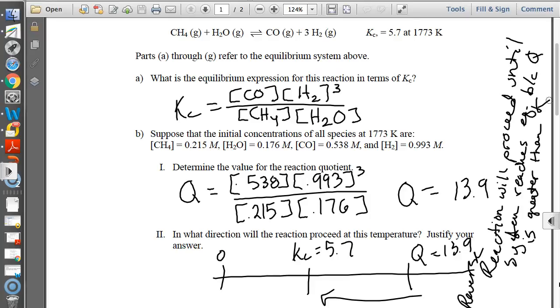Yes, sir? So, did I get it? I mean, did anybody else get 13.9? You got 13.9? So, what you have to do is you have to use a lot of parentheses. So, what you would do is you would take 0.538 times parentheses 0.993 to the third power, close parentheses, hit equal sign, divided by parentheses 0.215 times 1.76, close parentheses, equals.